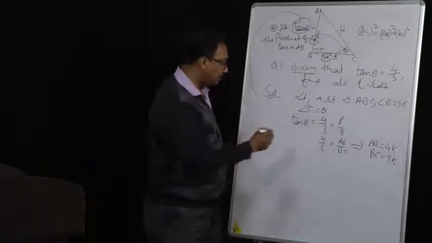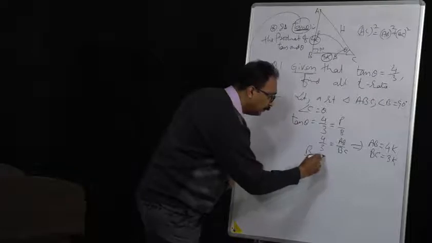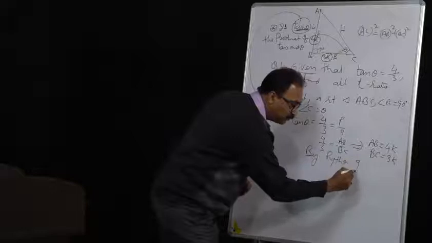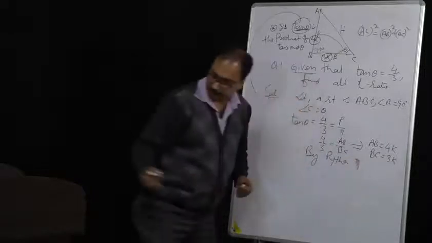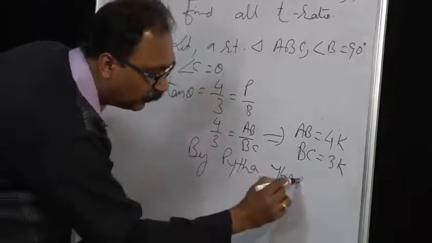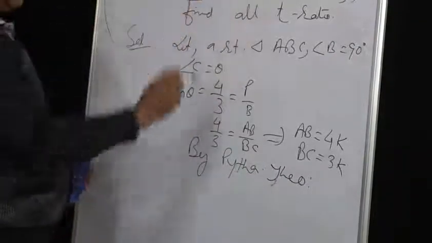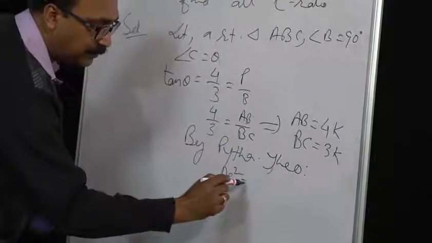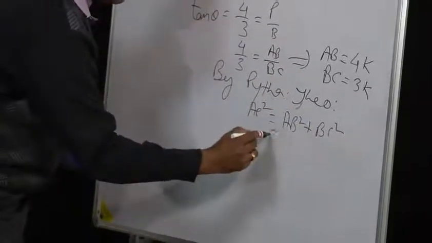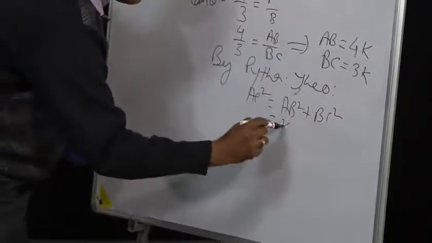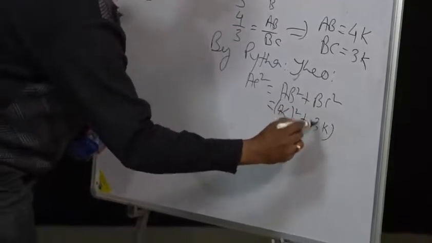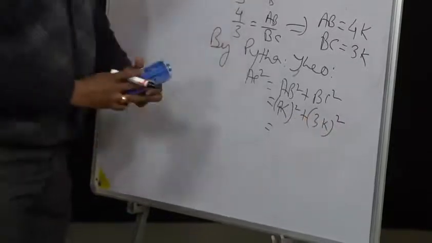Clear? So you can make it short form, Pythagoras theorem, you can also write like this. Pythagoras theorem, what is that? AC square is equal to AB square plus BC square. What is AB? 4K whole square and 3K whole square. So when you say whole square, both are under the square.